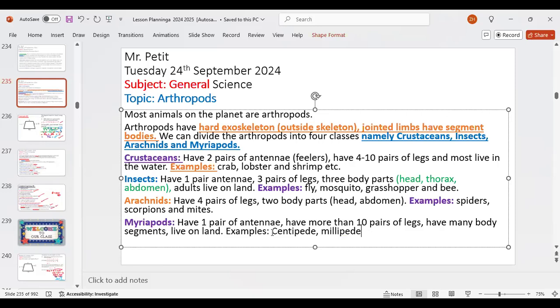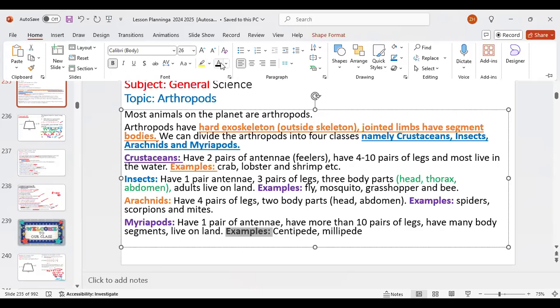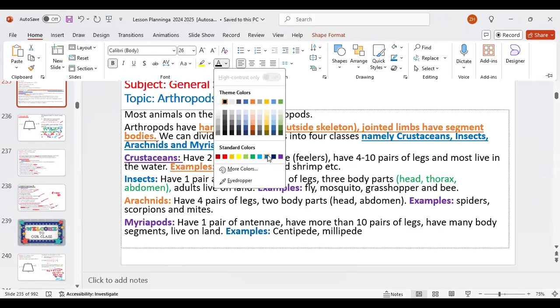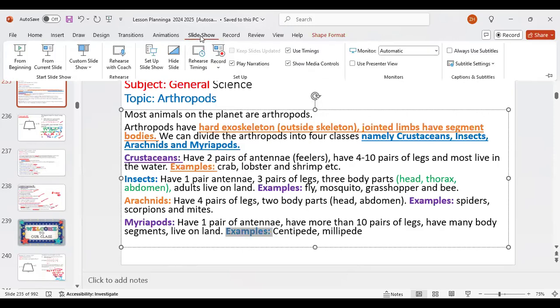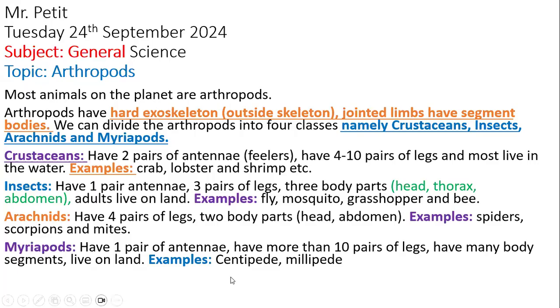So what are the 4 classes of arthropods? Tell me. The 4 main classes. Insects. Crustaceans. Crustaceans, insects, arachnids. Very good. Crustaceans, insects, arachnids, and myriapods.